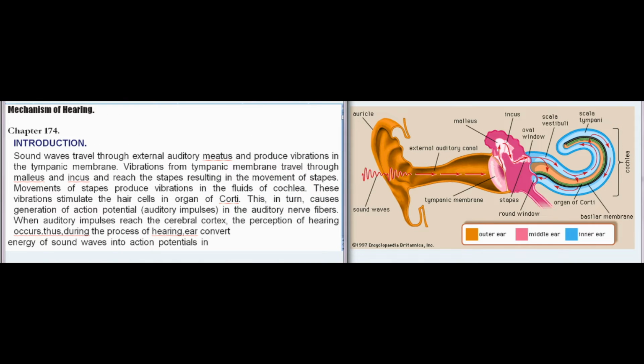Mechanism of hearing. Chapter 174. Introduction. Sound waves travel through external auditory meatus and produce vibrations in the tympanic membrane.